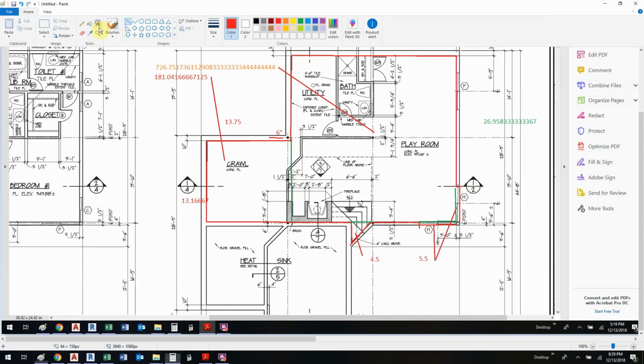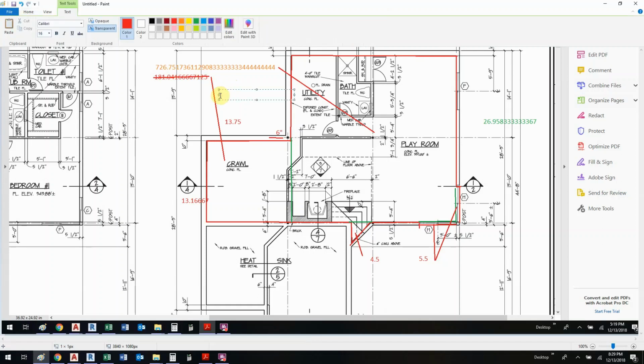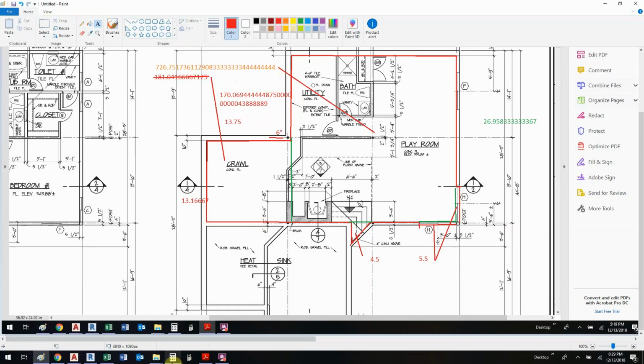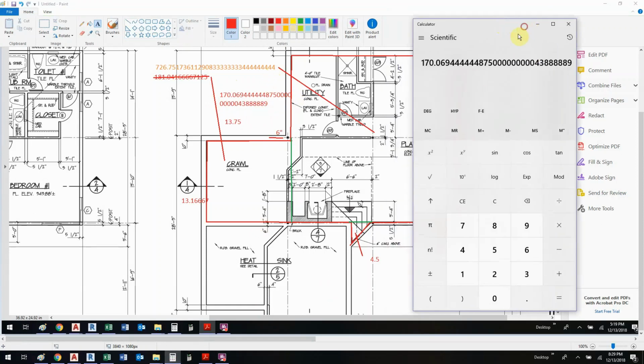So that changes that right there a little bit. So let's just do that. We'll scratch that out, and then put in the correct one here. There we go. All right, so I'm going to start adding up my square footage here.